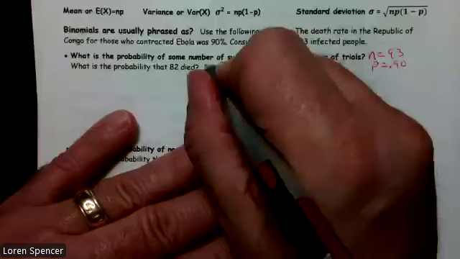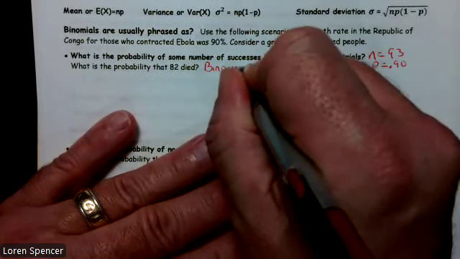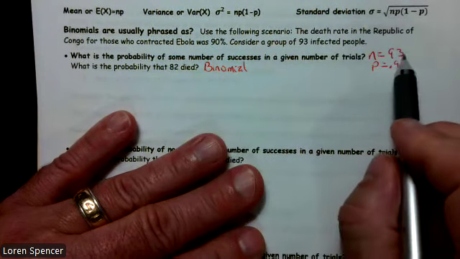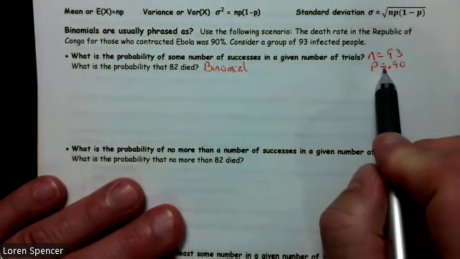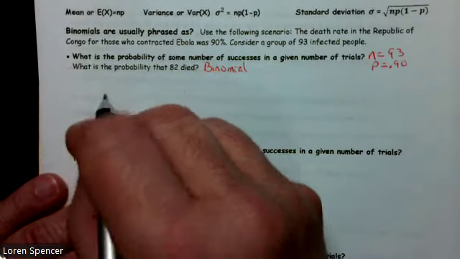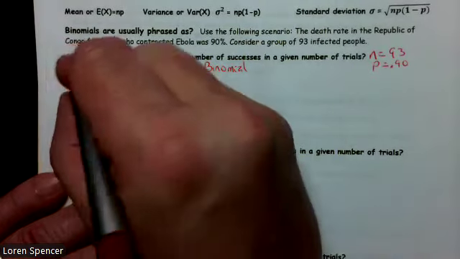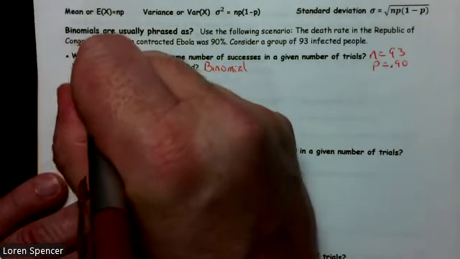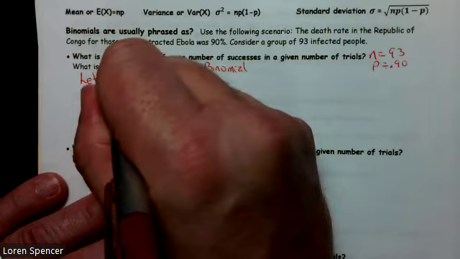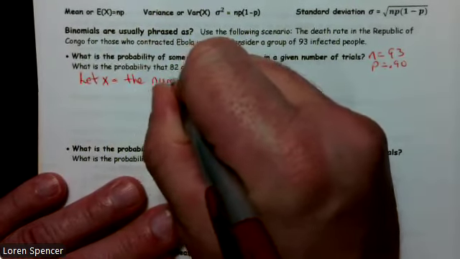So we need to name that it is a binomial. So here we go. It's a binomial with n equal 93, a probability of 0.9. So trials is 93. The next thing we need to do is define x. Well, what is the probability that 82 died? Let x equal the number of Ebola deaths.